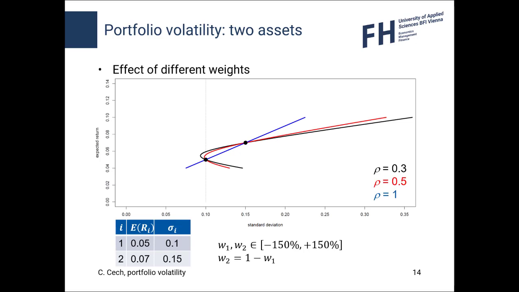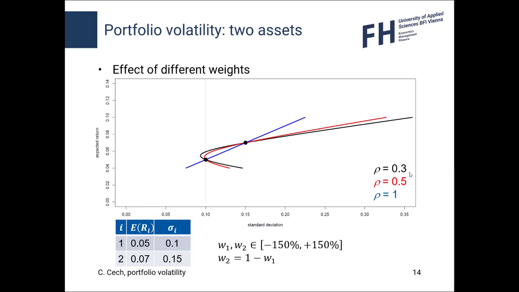Let us now look at the impact of different weights on the portfolio volatility. We still have the two assets as before, asset 1 which is less risky and asset 2 with a higher expected return which is more risky. And we want to combine these two assets, and I have calculated the expected return and volatility for portfolios for different portfolio weights and for 3 scenarios.